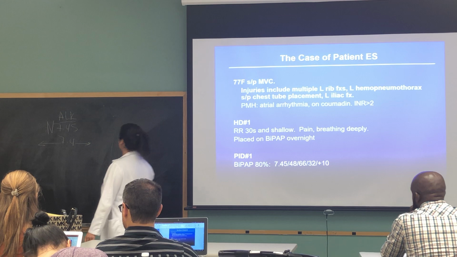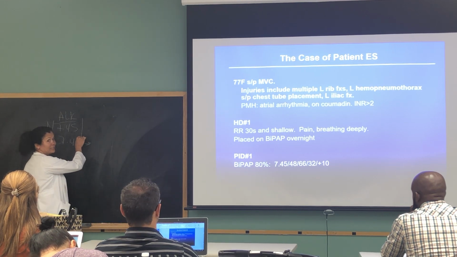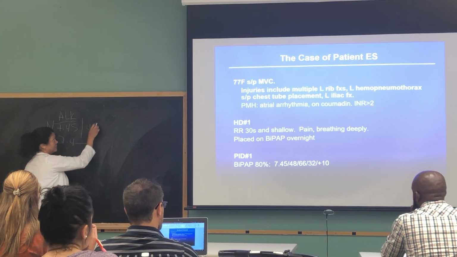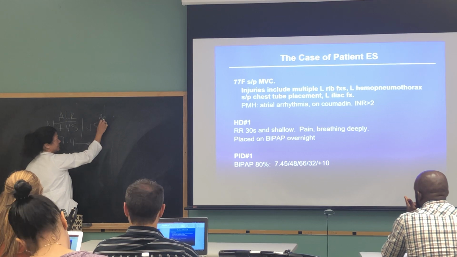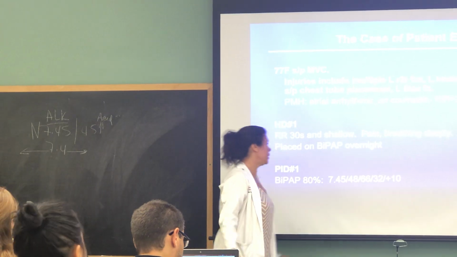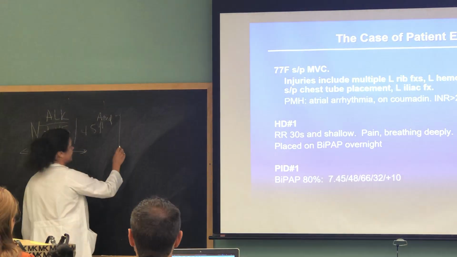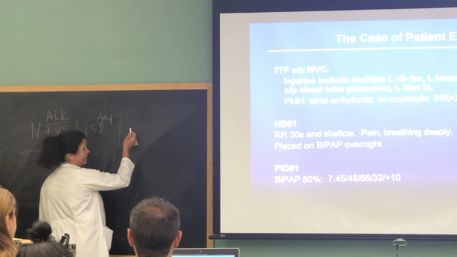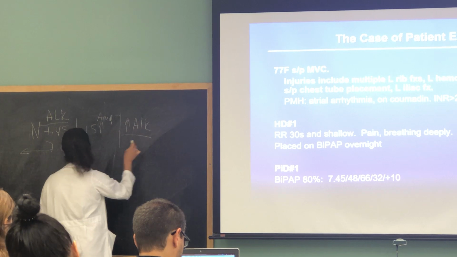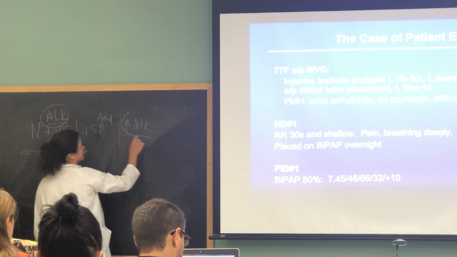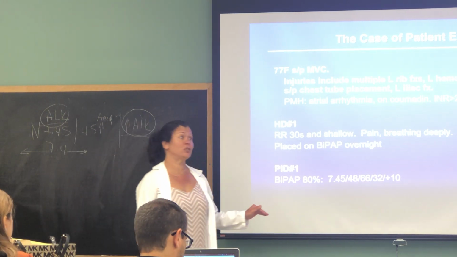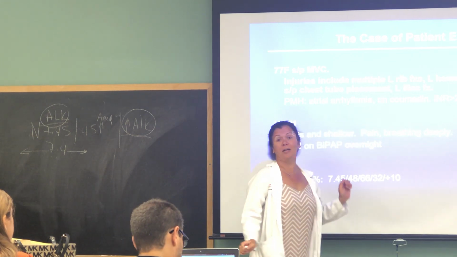48. Again, is it normal? 35 to 45. 66, hypoxemic. 32, bicarb, 22 to 26. That's not normal, right? Yes or no? Yeah. What matches with my pH? Metabolic alkalosis. I can tell you this patient actually has something else going on.